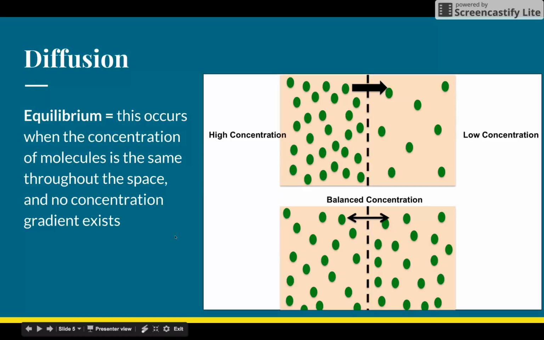Equilibrium is another term we use when we're talking about diffusion. Equilibrium just means that the entire area is balanced. So there's an equal amount of the molecule throughout the entire area. What happens is that when you have a higher concentration and you have diffusion across a concentration gradient to a lower concentration, eventually the two sides balance out. This is called equilibrium.